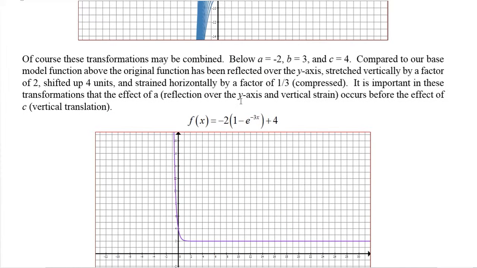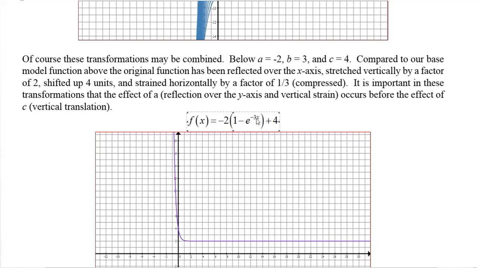You can think of this in this order by first changing the a to -2, which is going to reflect it over the x-axis. See, change the sign on y, reflects over the x-axis. So reflect it over the x-axis first, then stretch vertically by a factor of 2, so it's twice as tall or twice as far from the x-axis. Then it shifted up 4 units by the 4.